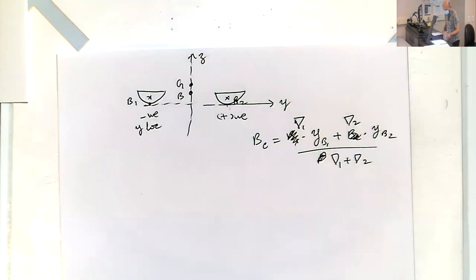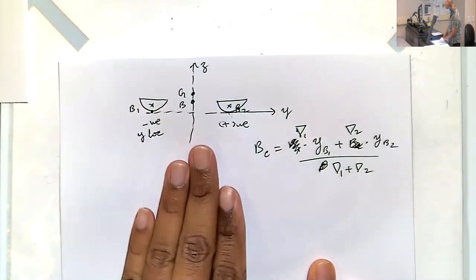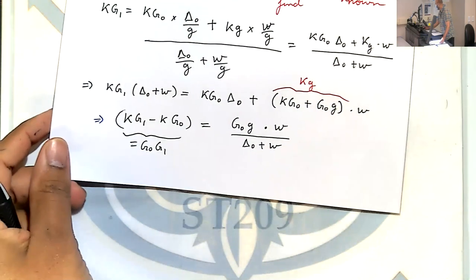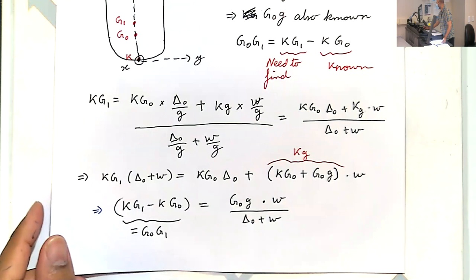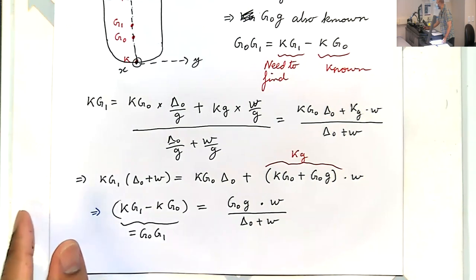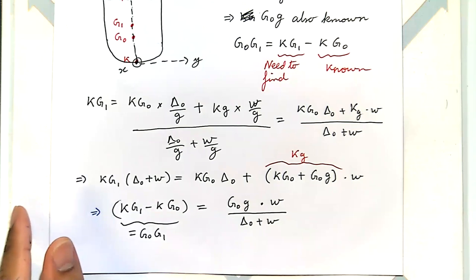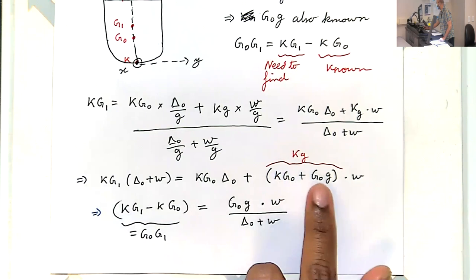All right, so most of the things lie along the center line. Okay, let me bring this back. And how did we rewrite KG? This guy, how did we rewrite this? In the parentheses. So where did this come from?